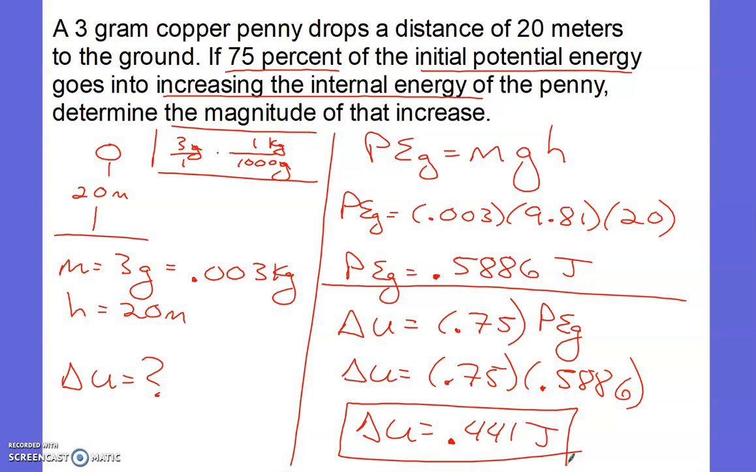So again, you just have to read carefully. It'll tell you what to do in the problem. In this case, we're going to take 75% of the initial potential energy. So just read carefully as to how to solve.